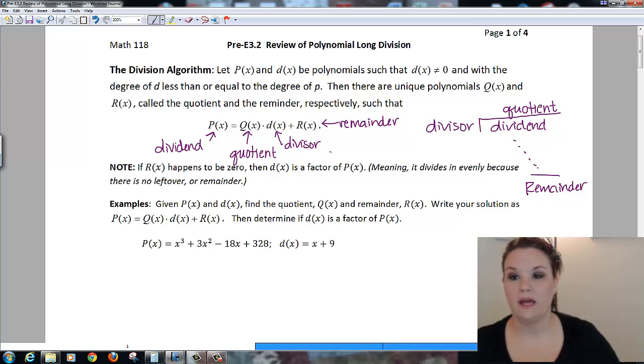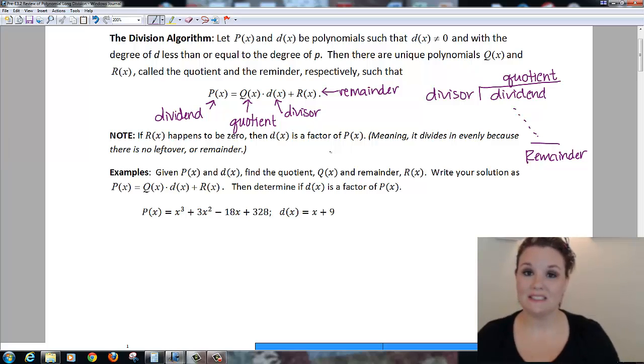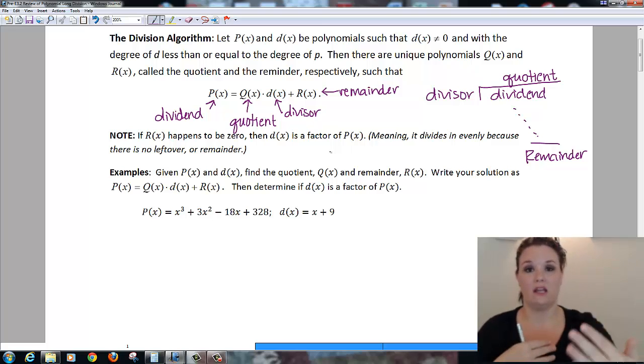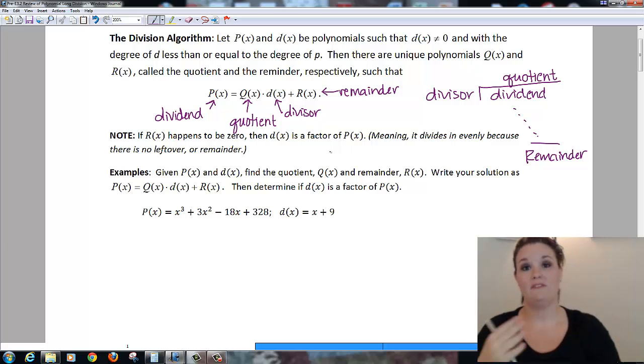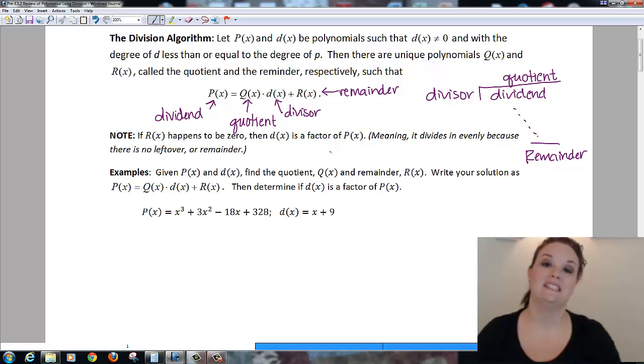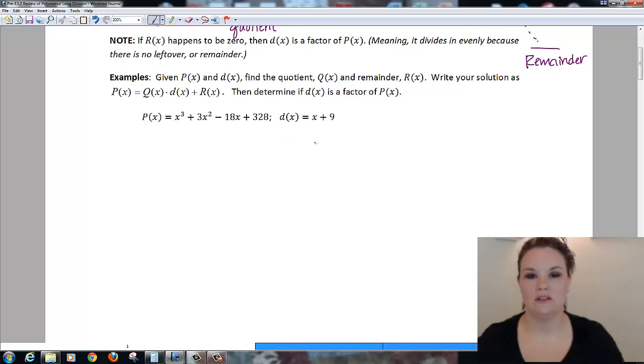Okay, and then I'm going to put this little note here that says if R of x, which remember is our remainder, happens to be 0, then that means that our divisor, D of x, is a factor of our original polynomial. What that's telling us is if I can divide something into another polynomial and just have a quotient and not have a remainder, that means it went in evenly. And if it goes in evenly, then it's a factor of the original polynomial. If we end up with a remainder, that means it didn't go in evenly, which means that it's not a factor.